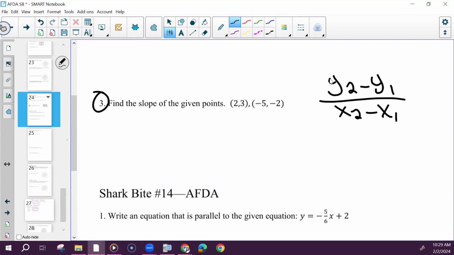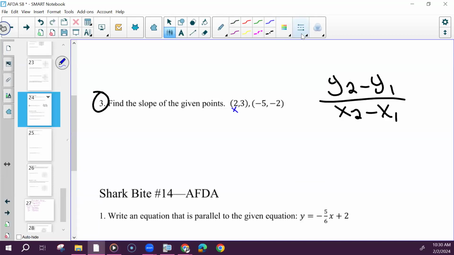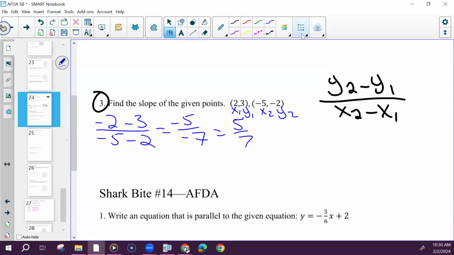Label this if you need to. So we have x1, y1, x2, y2. And this would give us -2 minus 3 over -5 minus 2. We'd have to subtract: -2 minus 3 would give us -5, and -5 minus 2 would give us -7. And so 5/7 would be our slope.